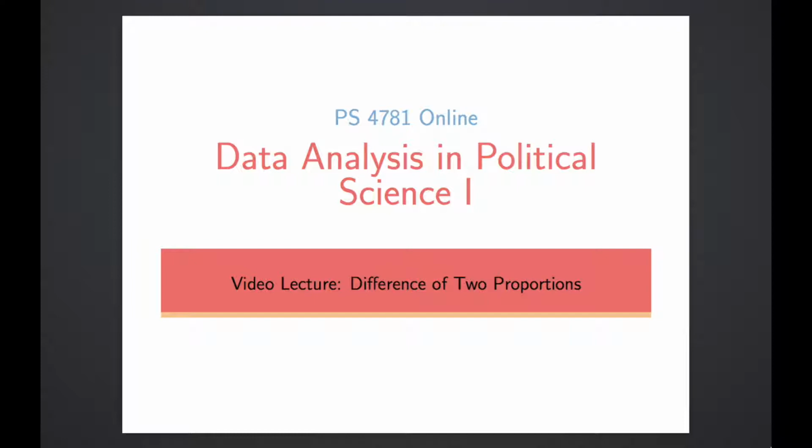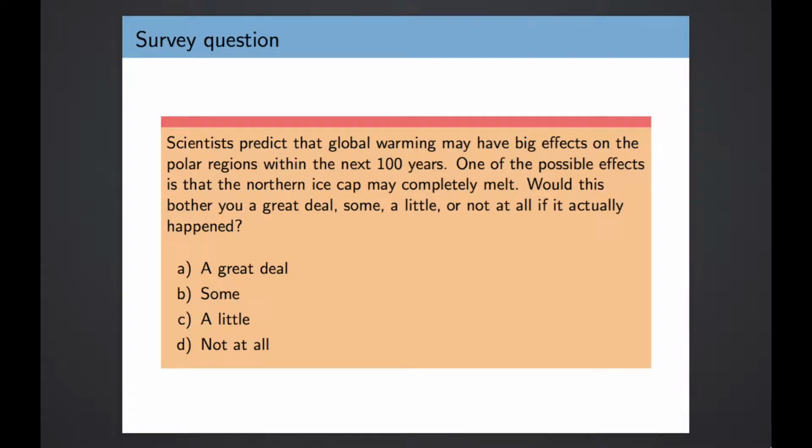So let's kick off by considering a question for our example in this lecture. Scientists predict that global warming may have big effects on polar regions in the next century. One of the possible effects is that the northern ice cap might completely melt. The survey question asks, would this bother you a great deal, some, a little, or not at all, if the northern ice cap actually did completely melt?